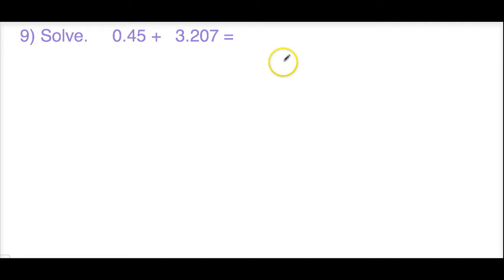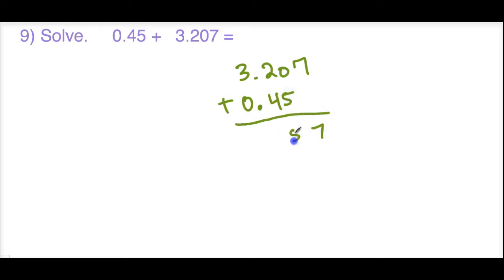All right, number 9. Adding 45 hundredths plus 3 and 207 thousandths. So I'm going to take my largest place value up here and put that first, and I'm going to bring in my other number, and again we're lining up our decimal. When we do that, we bring our decimal straight down in our problem when we're adding and subtracting. And that's our final answer.